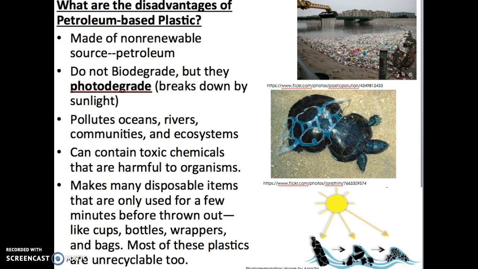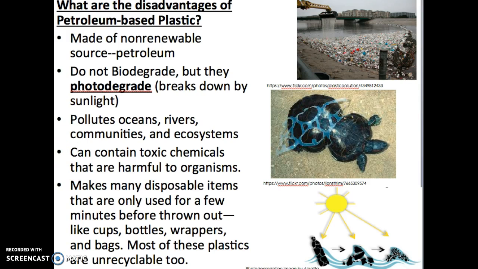Plastics can also contain toxic chemicals that can be harmful to organisms, and many disposable items are made out of plastics, and usually most of them are used for only a few minutes before they're thrown out, like cups, bottles, wrappers, and bags. Most of these are unrecyclable, and unfortunately, if they are not disposed of properly or if they get littered, they end up in the ecosystem, which can in turn affect us. So those are the disadvantages of the petroleum-based plastic.